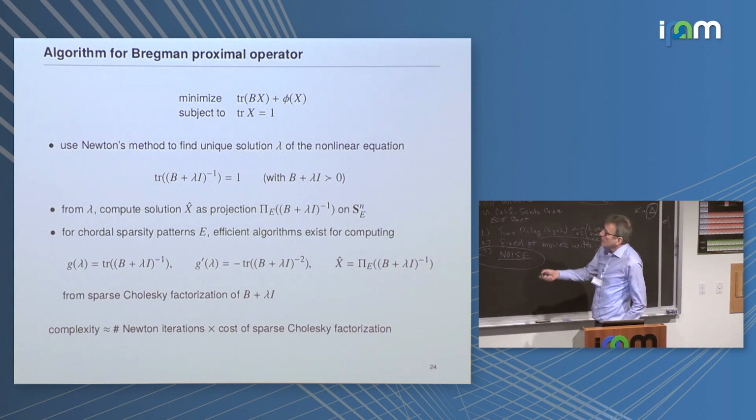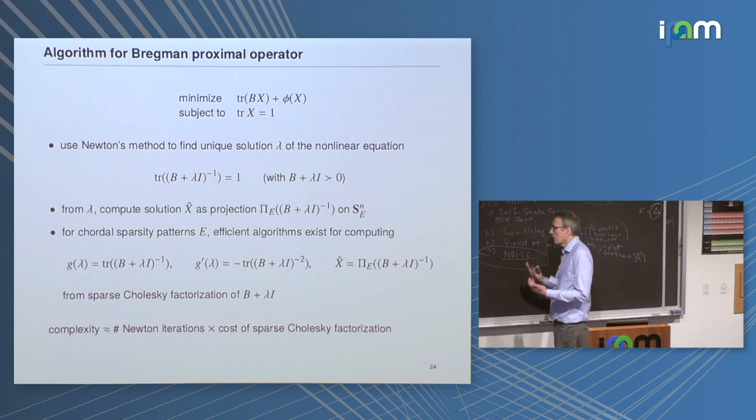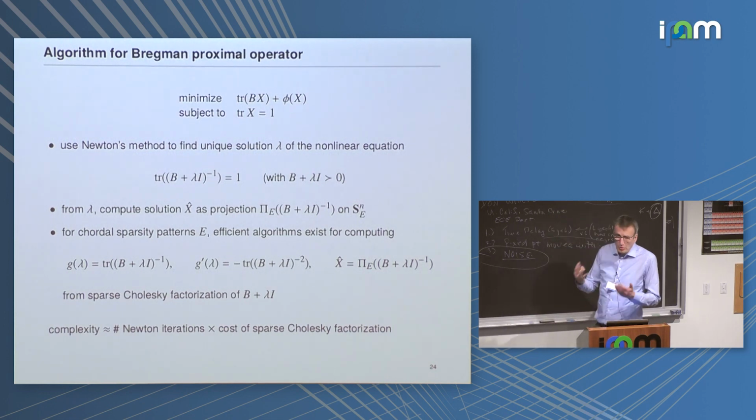So again, the conclusion would be that if you solve these generalized proximal operators by Newton's method, applied to a simple nonlinear equation, and you accept that the number of Newton iterations is small and fairly independent of problem size, then the complexity would be the cost of roughly a sparse Cholesky factorization with the sparsity pattern E of the problem. Right? So if you can do this sparse Cholesky factorization, you should be able to do these proximal operators.